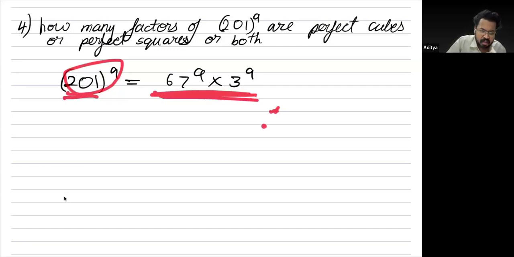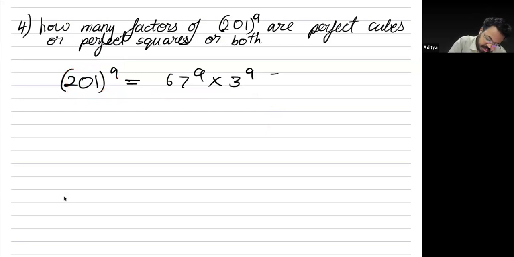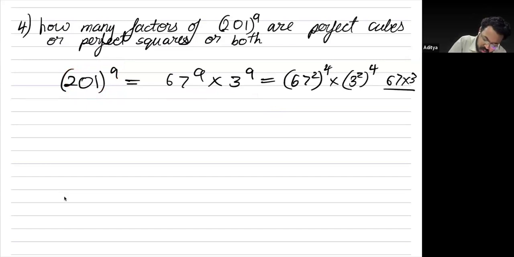This is also going to be very large. The thing you have to identify is that you can figure out the number of perfect squares by writing this as 67 squared, the whole power 4, times 3 squared, the whole power 4, multiplied by 67 times 3. Now this is an indivisible unit that will help you make perfect squares. You can also write this as 67 cubed, the whole cube, times 3 cubed, the whole cube.